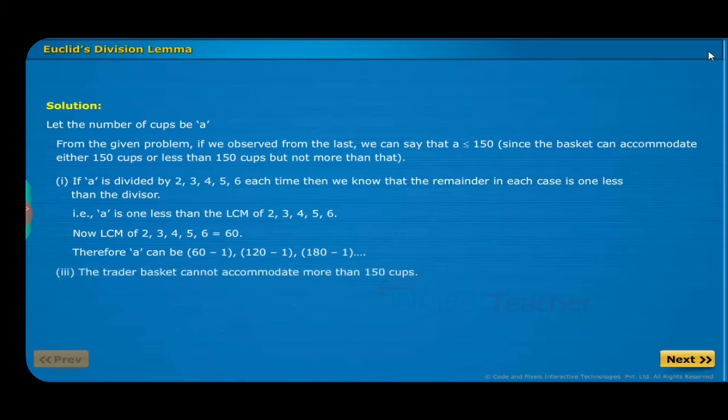The trader basket cannot accommodate more than 150 cups. Therefore, 180 minus 1 cups cannot be there. Therefore, the number of cups broken is equal to 119.